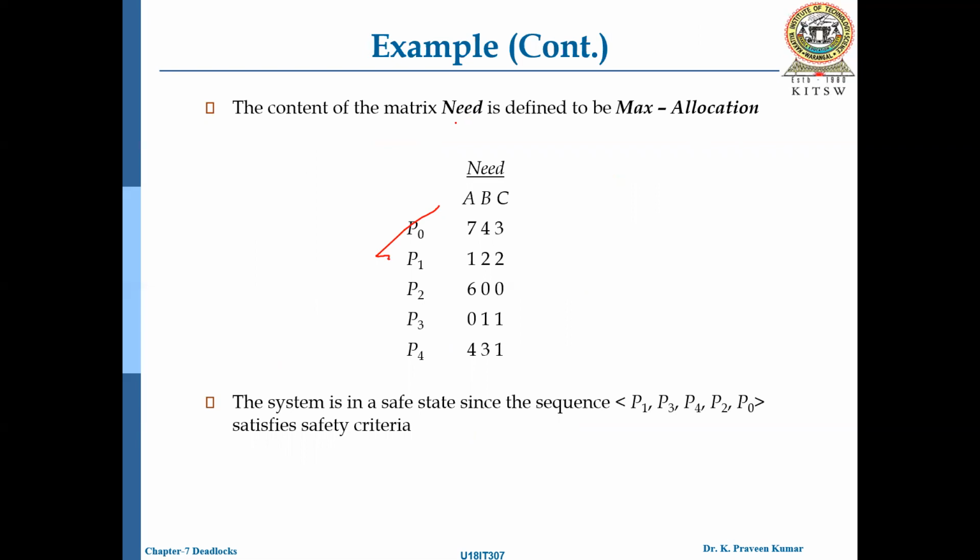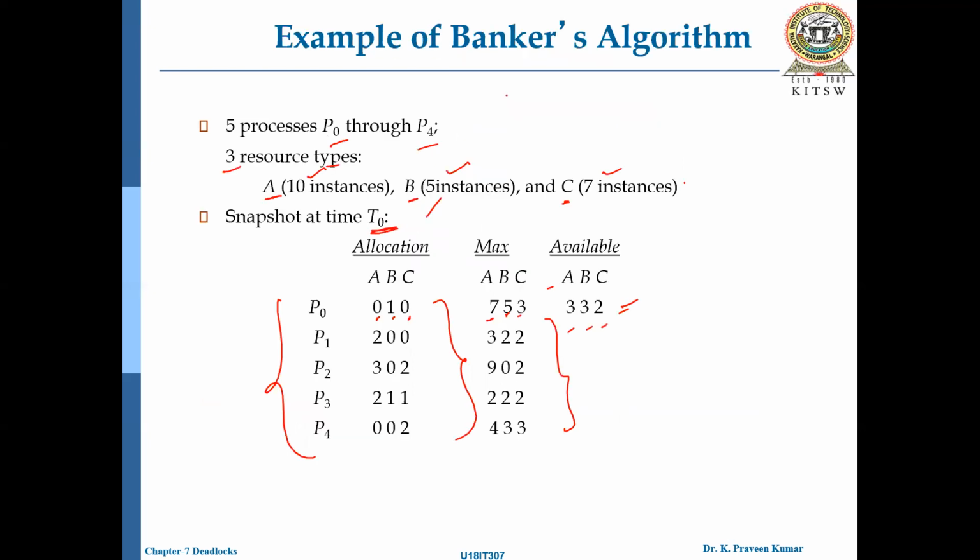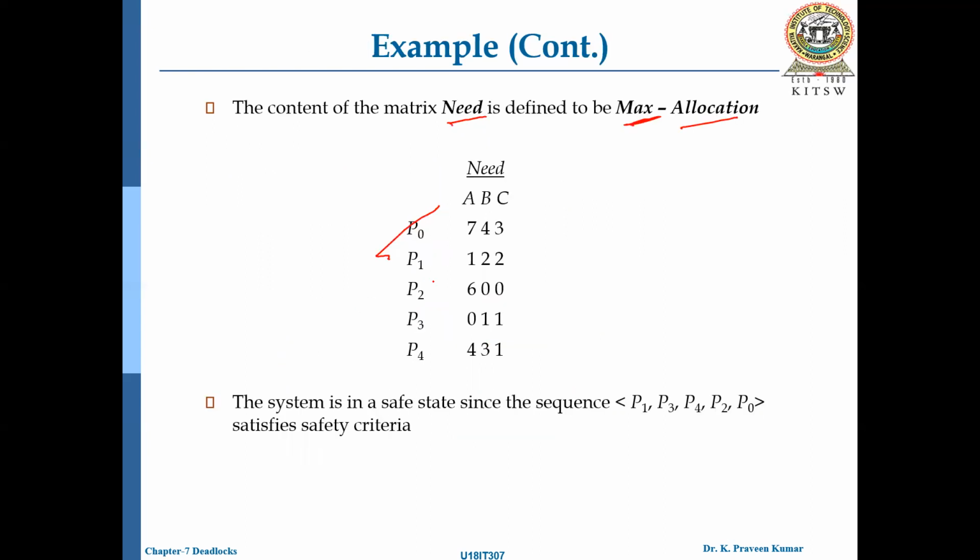Now we have to construct the Need matrix. How is the Need matrix defined? Need matrix is Maximum minus Allocation. Here you can see this is the maximum required, and this is allocated. So 7 minus 0 is 7, 5 minus 1 is 4, 3 minus 0 is 3. Max required minus allocated, then this will be the resultant matrix.